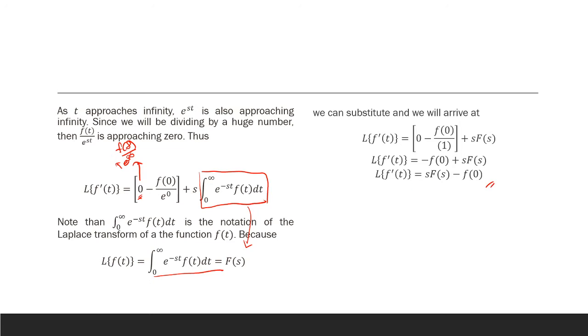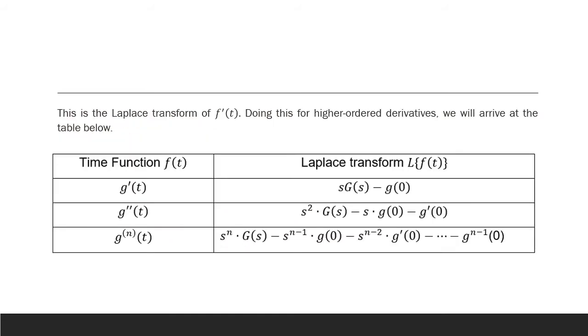Now, this process, pwede natin siyang ulitin again and again for higher ordered derivatives. Magiging iterative yung process natin and we will just arrive at a very obvious na pattern doon sa mga derivatives natin. And we will have this table. So, for the first derivative, eto na-solve natin to kanina. But instead of using f, g yung ginamit natin as a definition for the function. So, we will have s G of s minus g of 0.